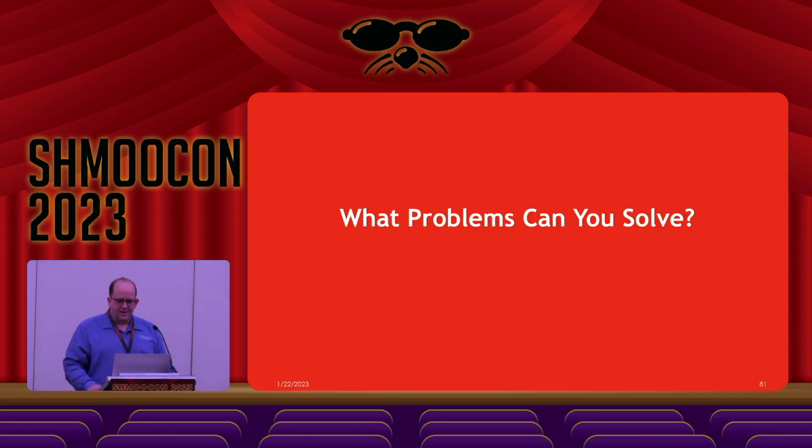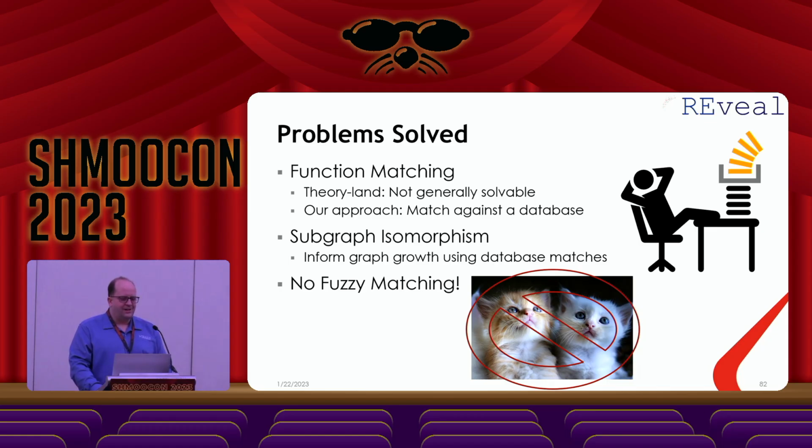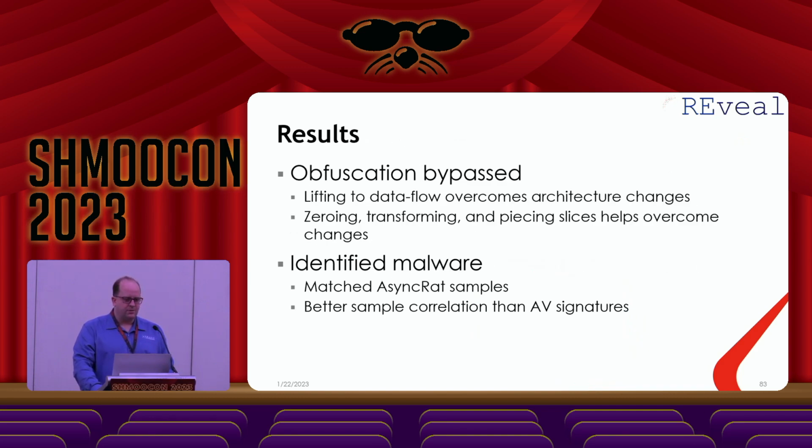So I'll ask, what problems can you solve? We solved function matching by reducing the theory land problem to a more manageable problem. I have an idea for addressing subgraph isomorphism, and we avoided fuzzy matching for our core algorithm. And results: obfuscation bypass, lifting to data flow overcomes the architecture changes. Zeroing and transforming slices helps us match even better. Identified some malware, and I've had better sample correlation than AV signatures because those VirusTotal results were all over the map.